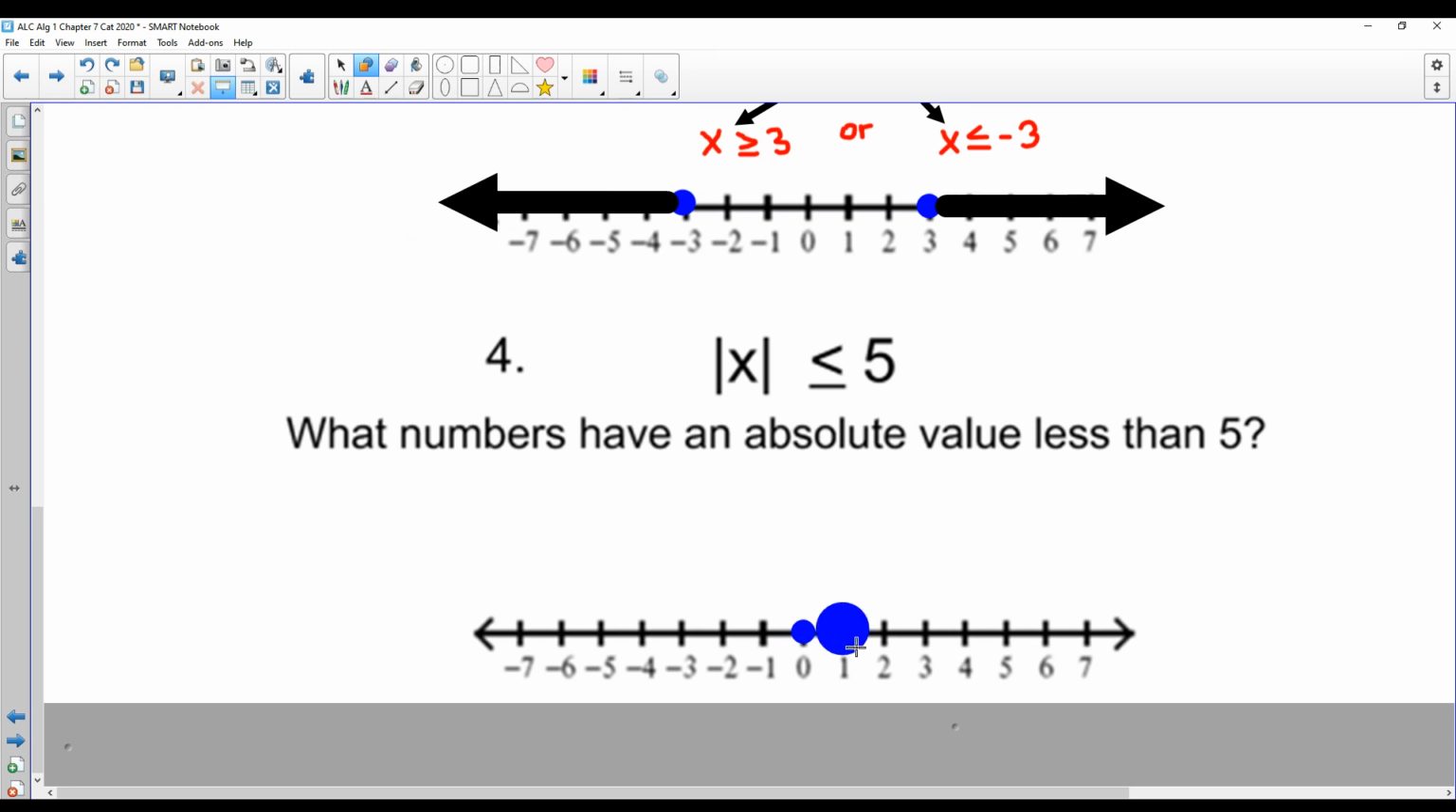1, 2, and then remember the same thing. Don't forget your negatives as well. So basically, we have an infinite number of them. Maybe we have 1.5. Maybe we have 0.5, 1.75, maybe 3.5. The point is that there's some positive and some negatives in there.